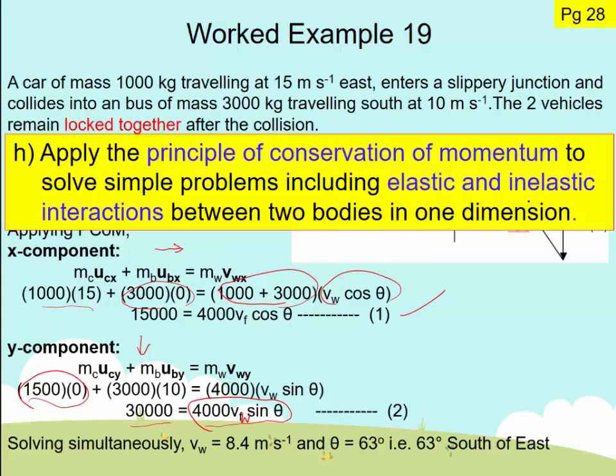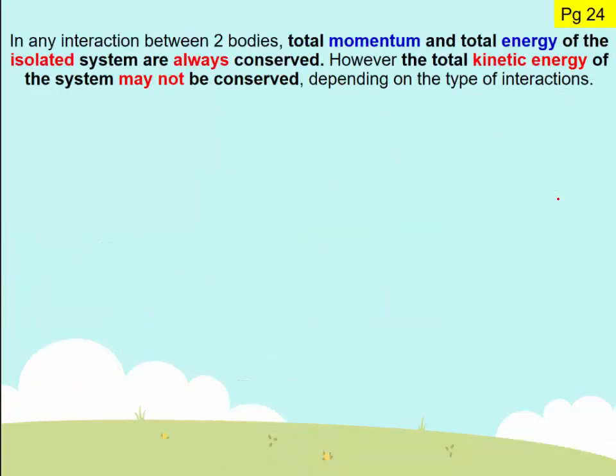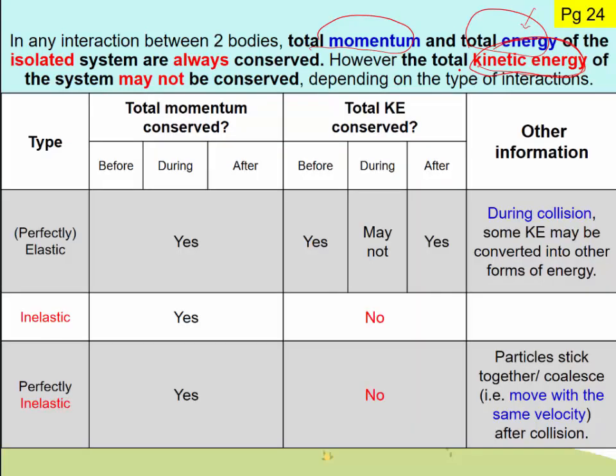In this case, this is an inelastic collision because KE is not conserved and the bodies lock together. In fact, it is perfectly inelastic. To summarize, in any interaction between two bodies, total momentum is always conserved. Total energy is always conserved as well. This is the conservation of energy. However, total KE may not be conserved. This table summarizes it. For elastic collision, momentum is conserved, and KE before collision is equal to KE after collision.